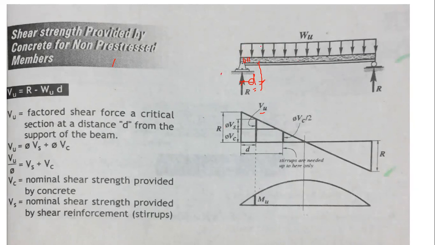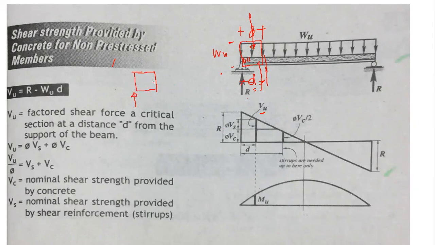Pagka binawas mo to, area lang yan. Itong height na to is W. Ito naman na distance is D. Pagka minultiply mo W at saka D, yun na yung equivalent na shear na load na pababa. So kung mayroong R kang pataas, ito yung pagkat mo section, ito ko na lang drawing.